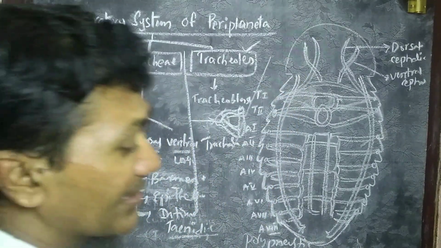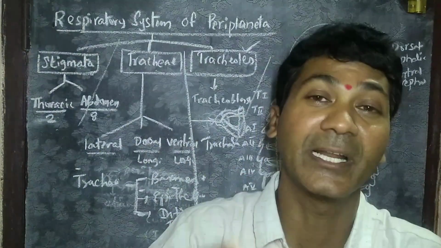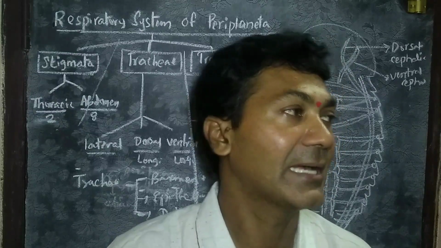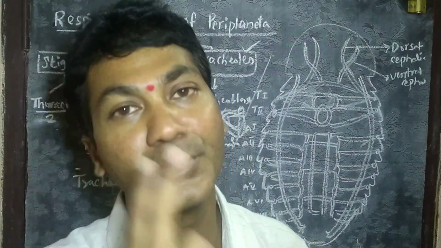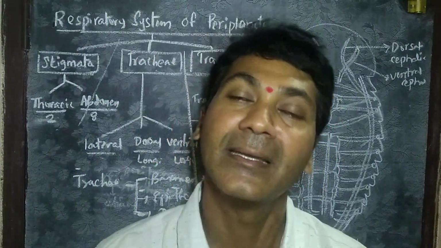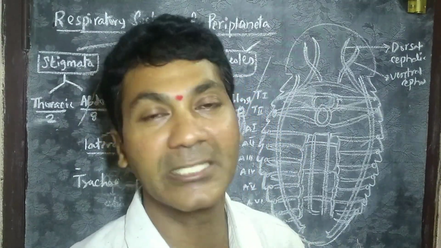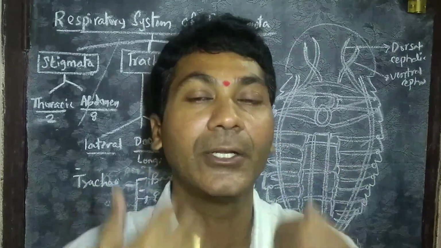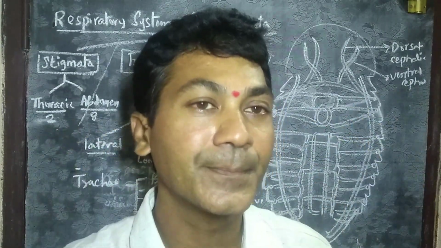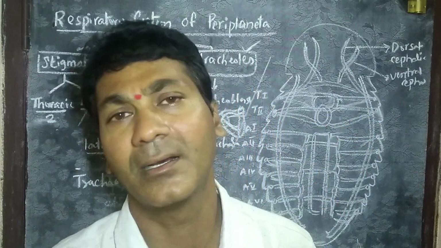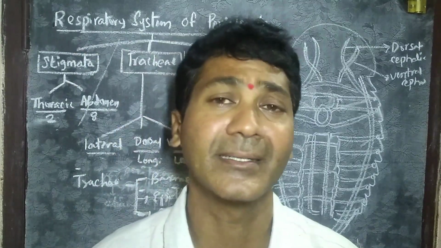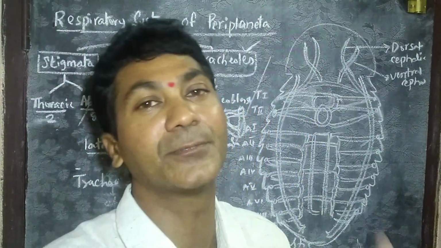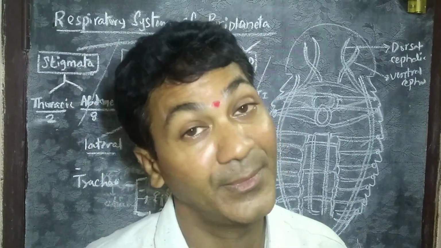Now let us discuss the physiology. This was anatomy; now how respiration takes place. As we know, respiration occurs in two stages. One is inspiration, the second is expiration. Driving air into the body, taking air into the body, is known as inspiration. Giving out air is known as expiration. As simple as it is. So how does inspiration take place in this type of respiratory system? Let us discuss.